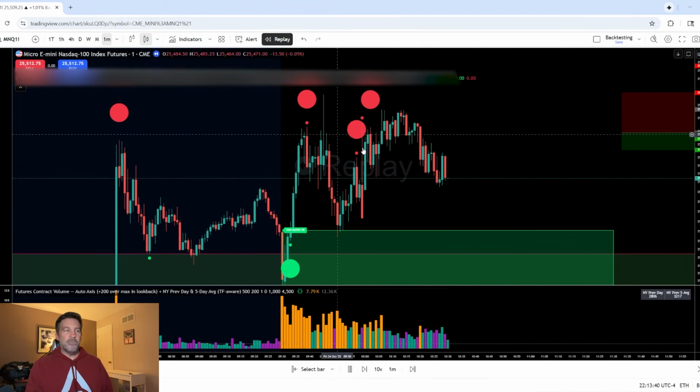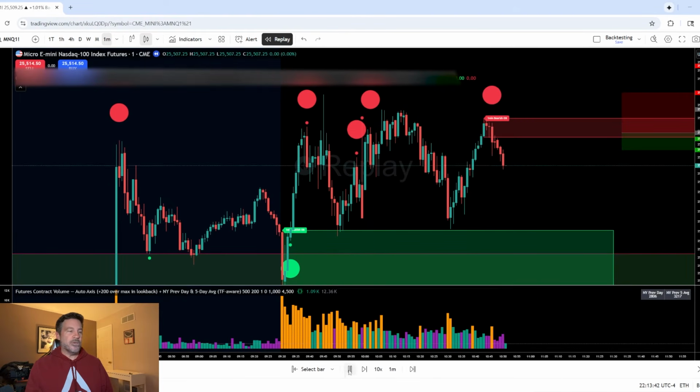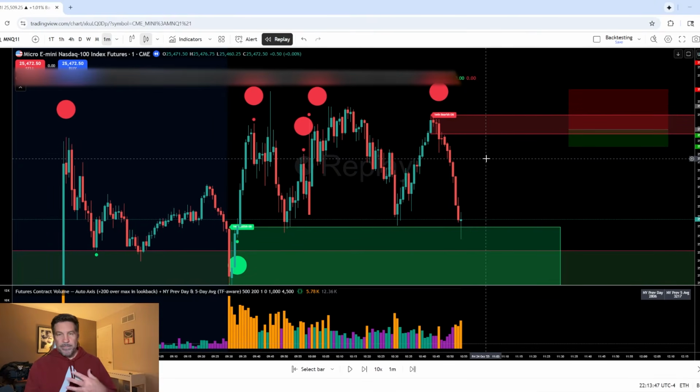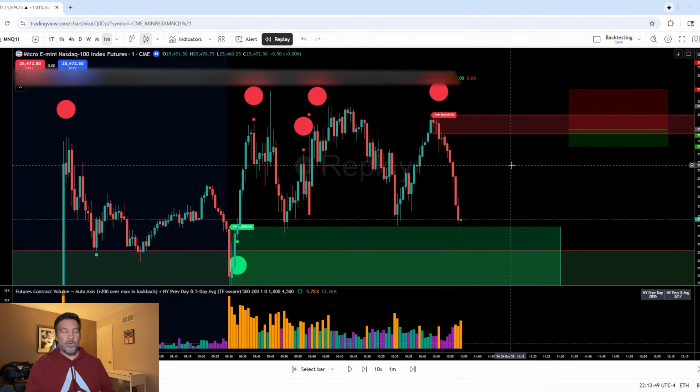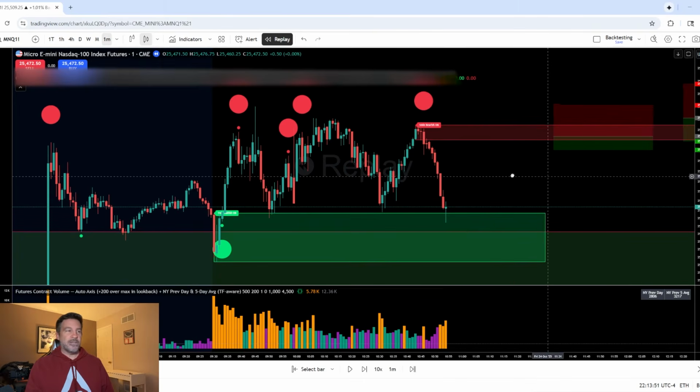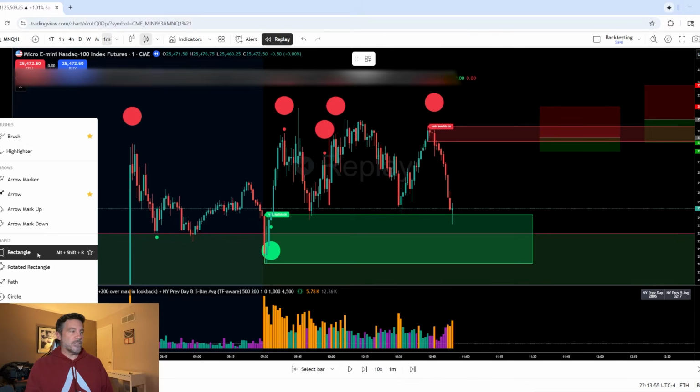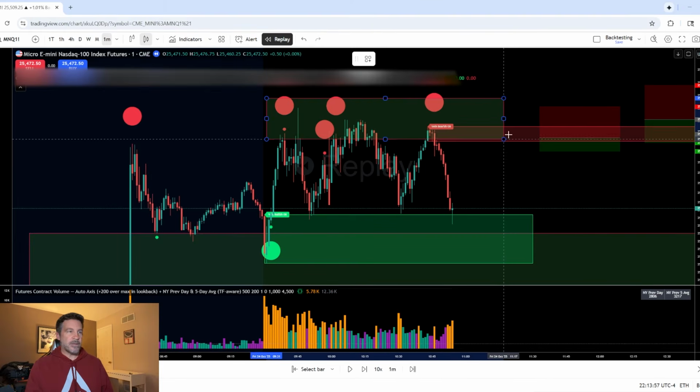Now, again, I would be ignoring these here, okay? How I use this indicator, I don't just take everything, because I'm trying to trade with real order flow. Now, another way that I like to use this is, you see how it's forming all of these large red bubbles right here in this area?